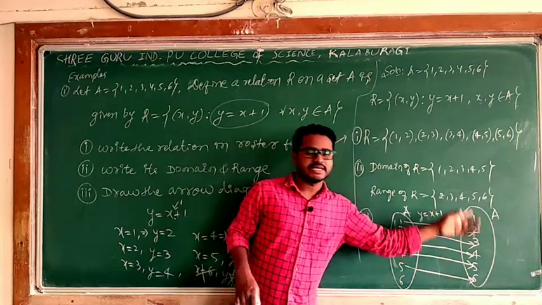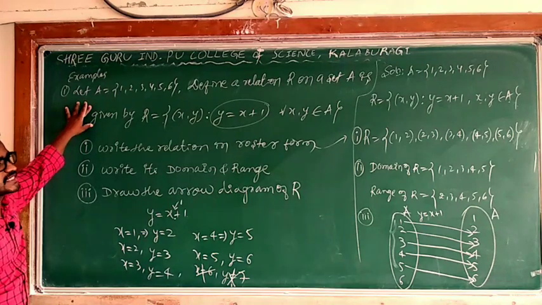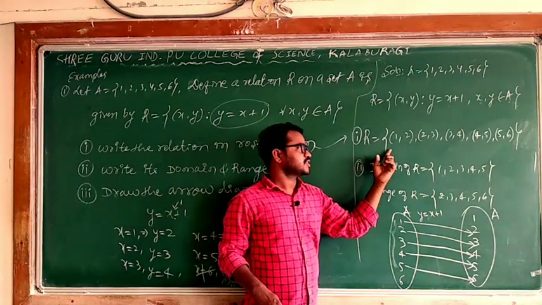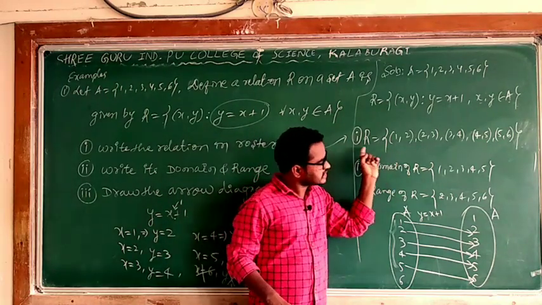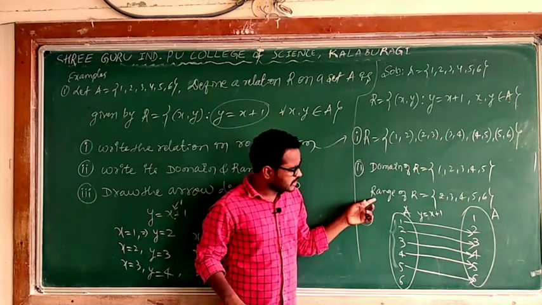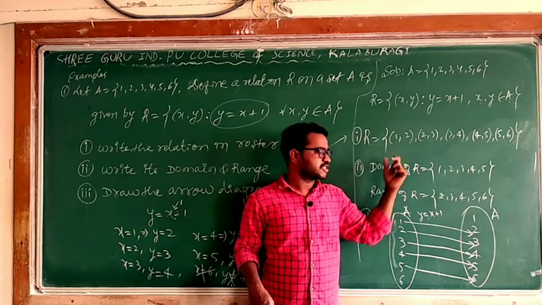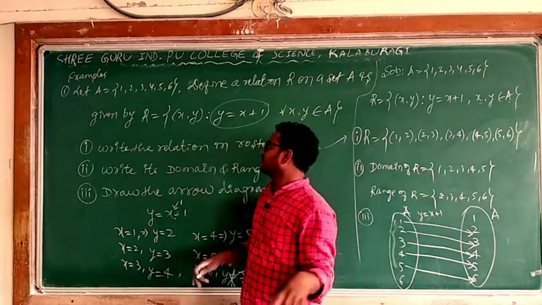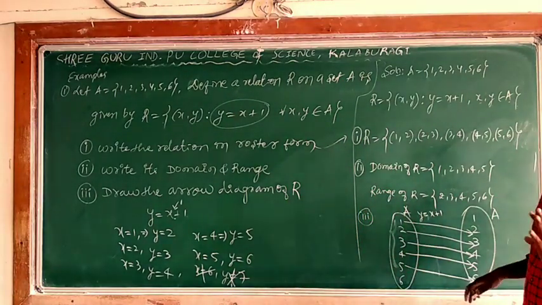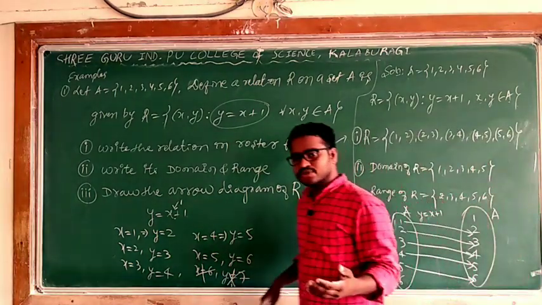So the whole set A is considered the codomain. Using the set builder form, you can find the roster form. The domain is the first elements of the ordered pairs of the given relation. The range is the second elements of the obtained relation. This is one example I took related to relations. I will take some more examples in the next consecutive class. Thank you.